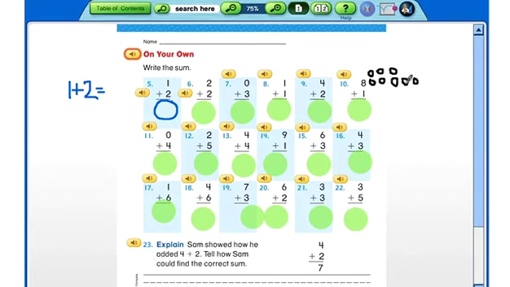One, 2, 3, 4, 5, 6, 7, 8. 8 plus 1 more. Count up all your dots and write your answer. You don't have to write dots, but if that helps you, I would love for you to do that.